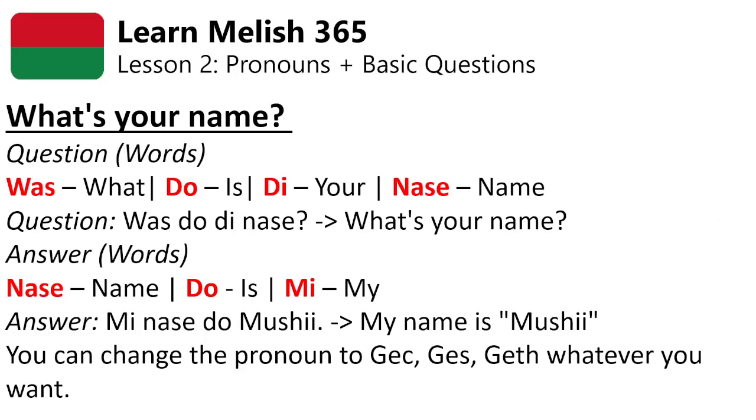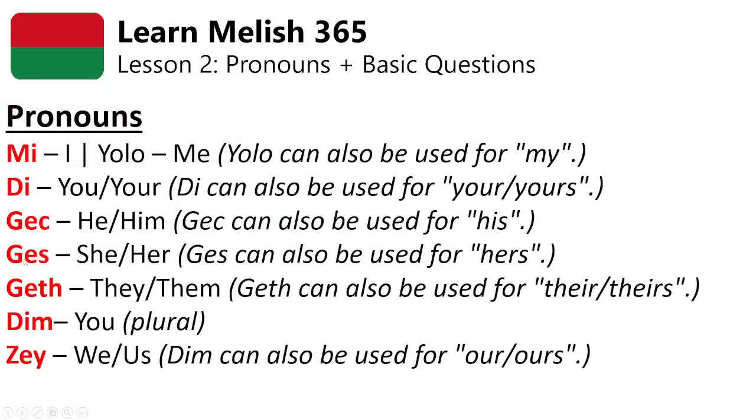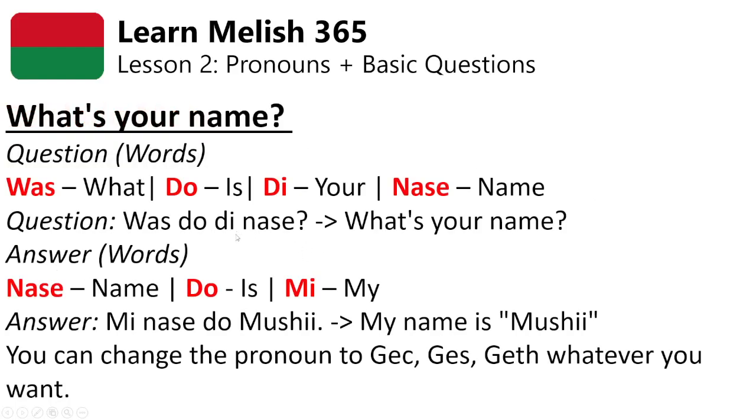But if you want to say something like what is her name, it will be Vaz do gez naze. Because if we go back here, Gez is she, okay? But it can also mean her, like I said. So, Vaz do Gez naze will work fine. It would mean like, what is her name? If you want to answer the question, of course, that would be my name is. It will be me naze do mashi, or whatever your name is, okay?